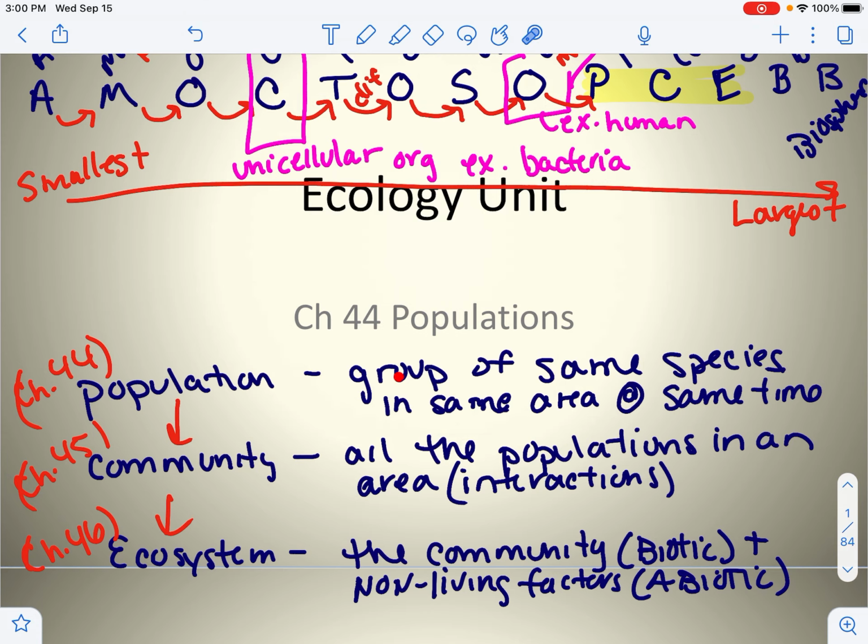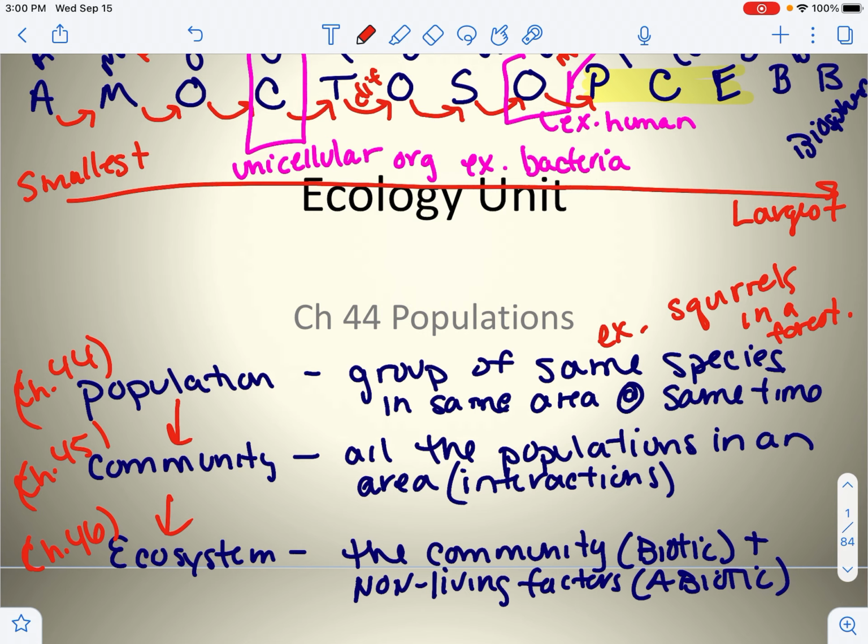A population is a group of organisms of the same kind, the same species, living in the same place at the same time. An example would be if I'm studying just the squirrels in a particular area of a forest. I'm going to be looking at their population growth curves and things that affect their population size, etc. That's what we're going to do here.